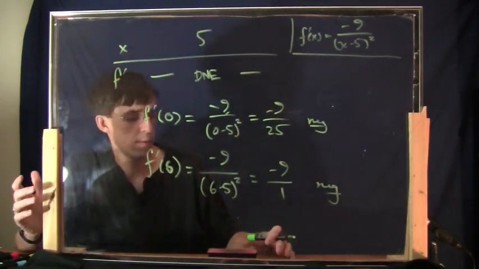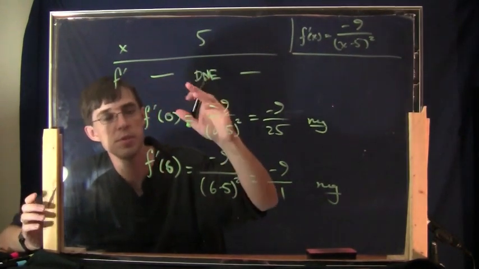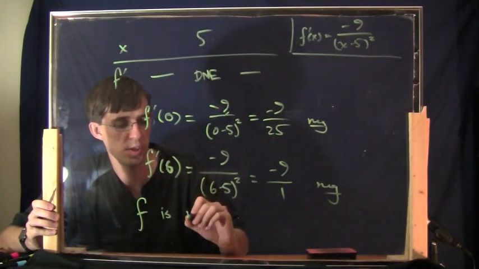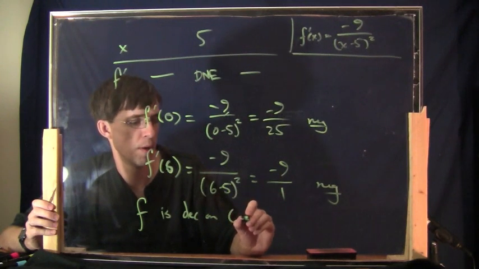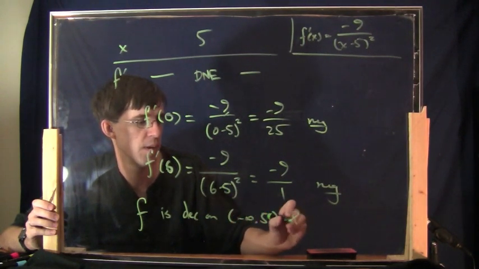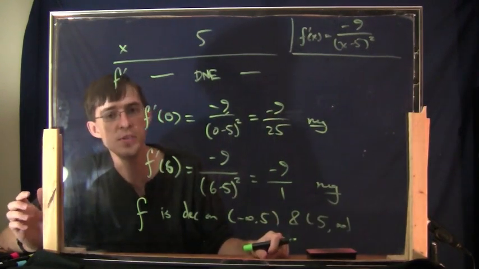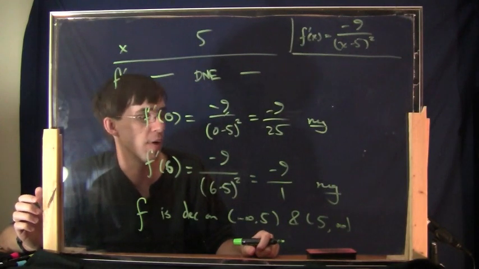And so what's your answer? We're done at this point, right? Whenever the thing is positive, it's increasing. When it's negative, it's decreasing. So my final answer is f, the function, is decreasing on the interval minus infinity to 5 and the interval 5 to infinity. So basically this is always decreasing except right here at that single point, x equal 5.